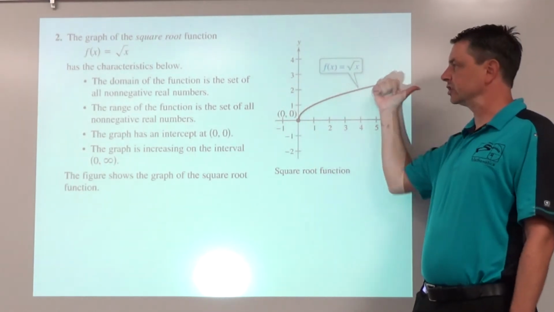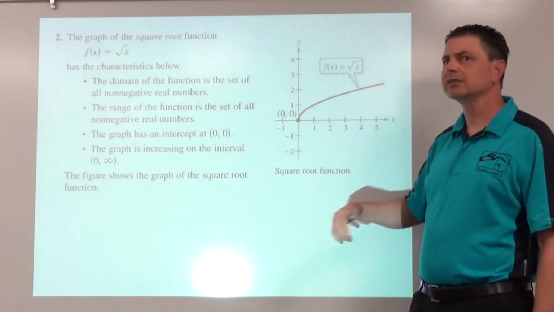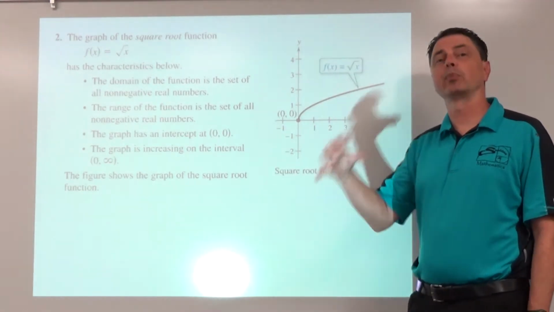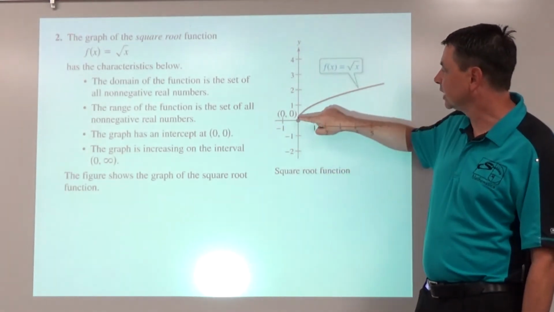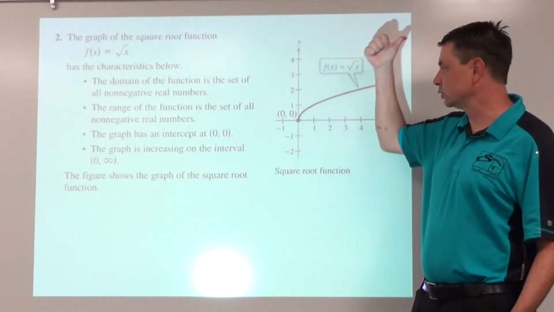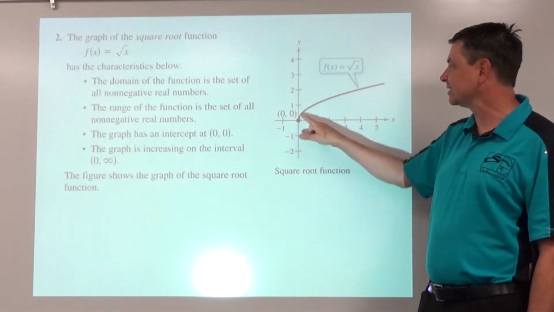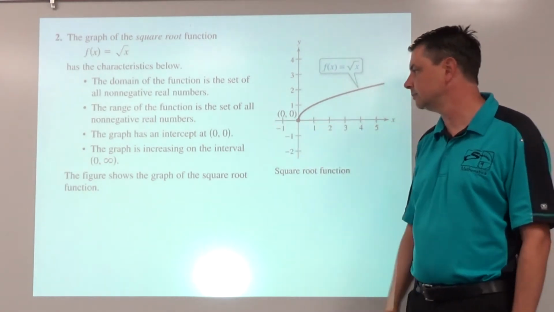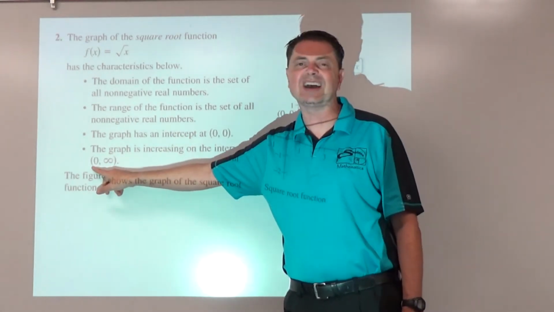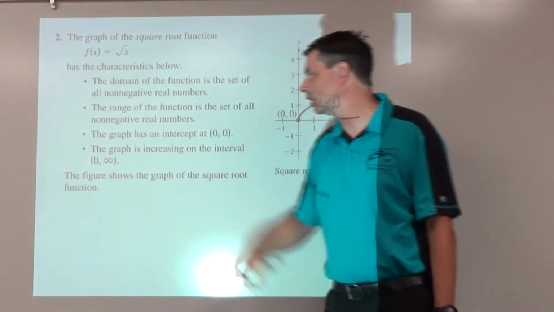Starts at 0, goes to the right. The range is actually kind of the same. Y is greater than or equal to 0, or once again, bracket 0, comma infinity, because it starts at 0, a closed point, hence the bracket, and it goes up forever. It has an x and a y-intercept at 0, comma 0, and it's increasing throughout the domain. Remember, for increasing, we never use brackets, so parentheses 0, comma infinity.